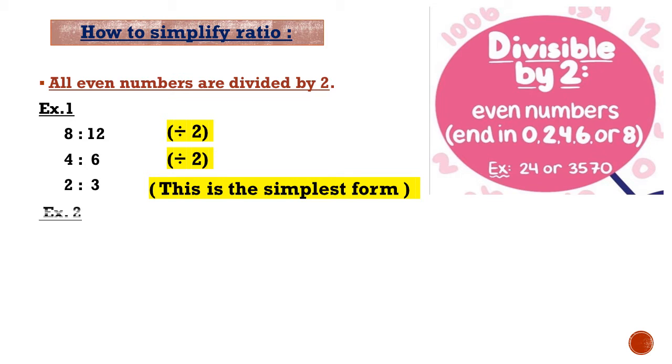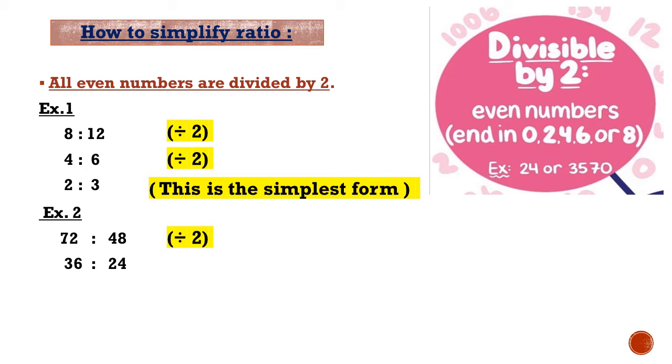Let's see exercise 2. 72 to 48. 72 and 48 are 2 whole numbers. Then we need to find the simplest form for this ratio. Both of them are even. We divide both of them by 2. 72 divided by 2 equals 36. 48 divided by 2 equals 24. We have a ratio 36 to 24.